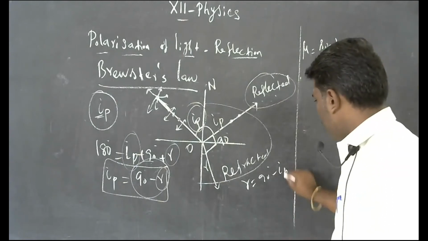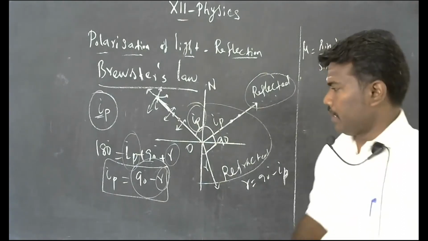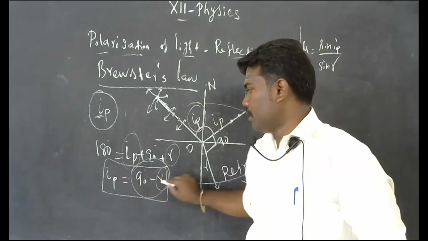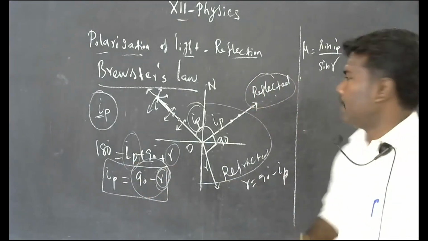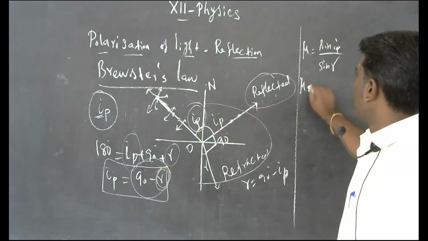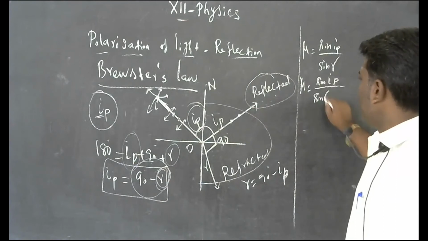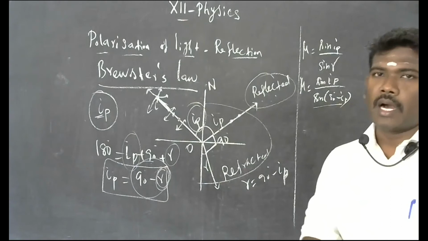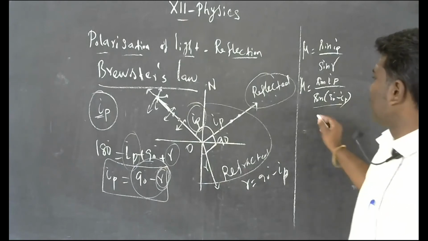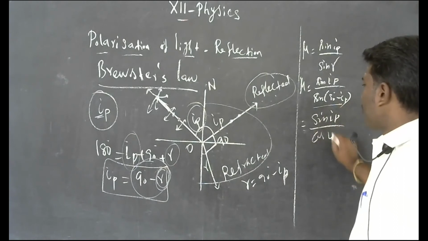Okay, so always you modify the formula for our convenience. In this case we know the value IB, so we need the value of R alone. So R is equal to 90 minus IB. So here you apply it, sin IB divided by sin 90 minus IB. So this is nothing but cos theta. Sin 90 minus theta is cos theta. So sin IB divided by cos IB.